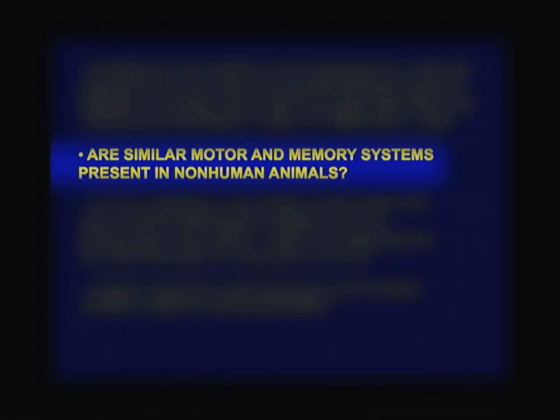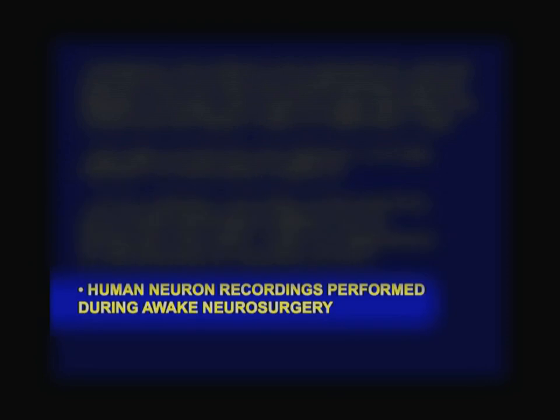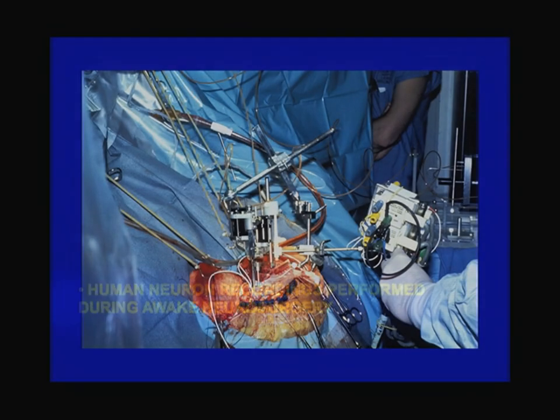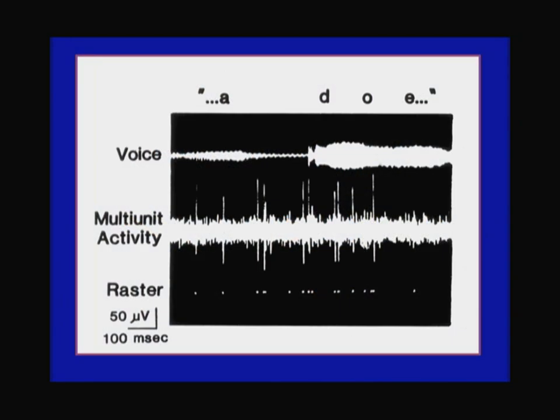So now you would hypothesize they should be present in non-human animals, and that's what we need to look at. Now the problem is there isn't a whole lot of lesion or stimulation mapping data from the non-human animals. So to establish this, we've got to turn to a different comparison, and in this case, the recording of neuronal activity. We have undertaken over the last some decades human neuronal recording during various cognitive measures during the awake neurosurgical procedures. And here is just an example of that happening. It's extracellular recording, and these are the kind of action potential recordings you get while the patient performs a language measure.